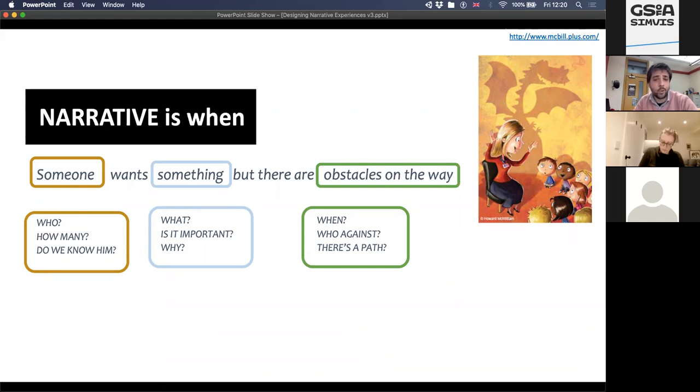There will be obstacles, but again, obstacles can be many things. It could be other people. It could be, you know, enemies. It could be puzzles. It could be many things, okay? But there will be a resistance. There will be a challenge, okay? So this is what I tend to tell the students when they want to create narrative experiences.